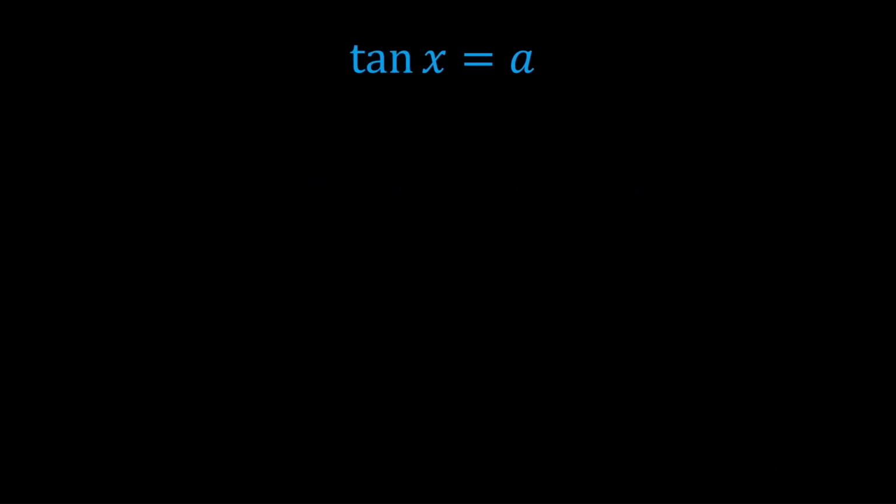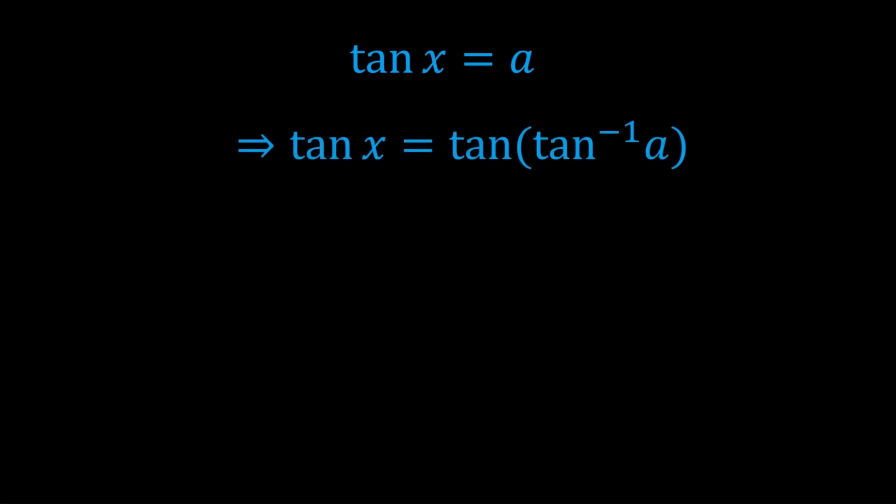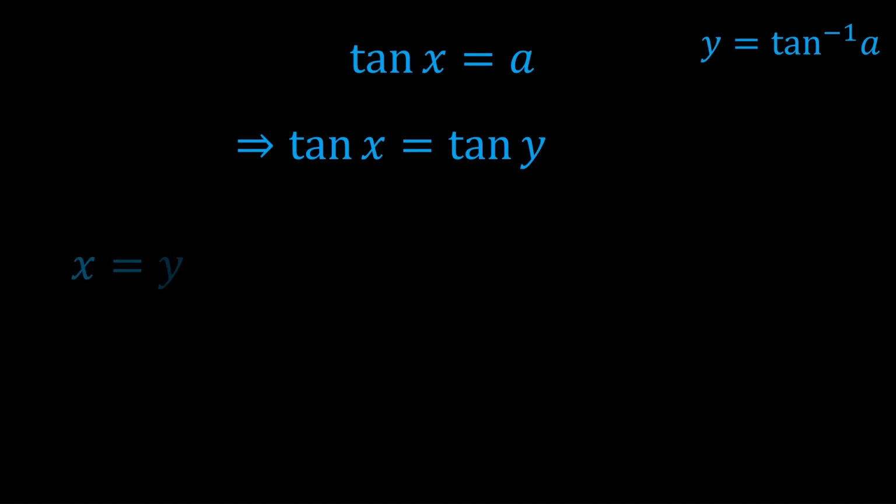The general solution for tan is actually the simplest of the three. Okay, so we write a in this form and then let y equal tan inverse a. Tan x equals tan y. In fact, the only way this can be possible, if you ignore the fact that tan has a period of pi, is if x equals y. That's it, there are no other nice identities.